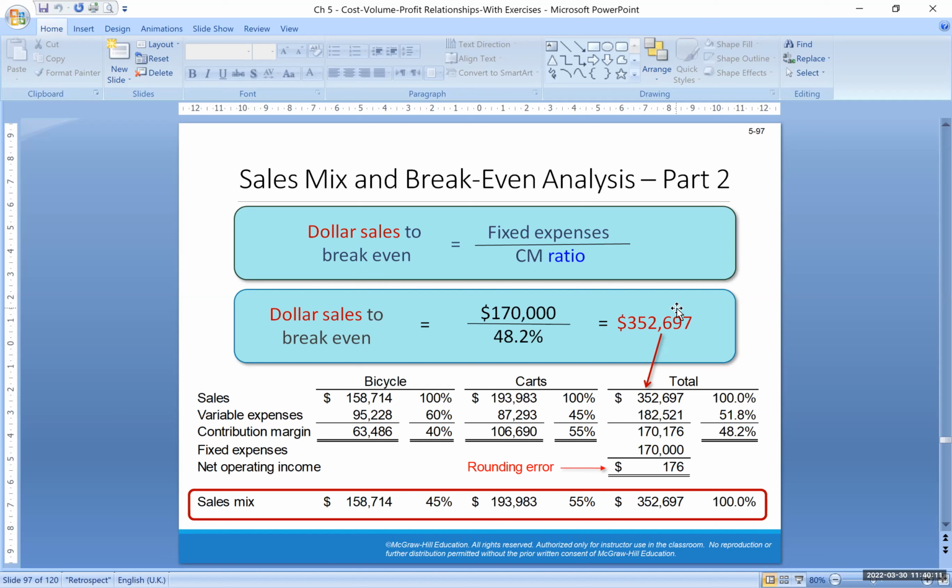If we want to calculate the break-even point in dollar sales, the sales to break even equals fixed expenses divided by the contribution margin ratio. The contribution margin ratio is related to the whole company, and the 170,000 represents the fixed expenses, divided by 48.2%, and this equals $352,697.